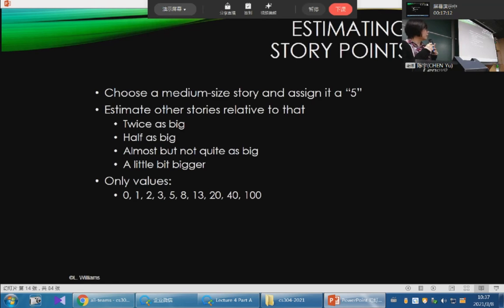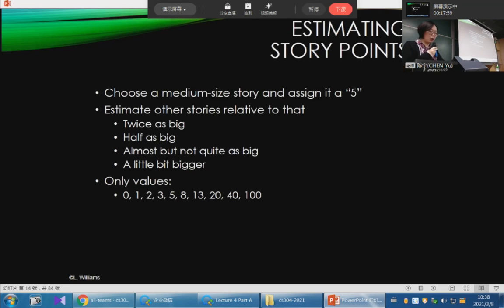So that is basically trying to say that you choose the medium size and give it a 5, because medium size stories are in the middle, not too difficult, but you need more than 5 story points. Then you choose this, and other stories can be relative to that. This gives you guidelines quite easily, because you choose the one that you think is average in size, and for other things that are more difficult, you give it something larger, like twice as big, half as big, almost not quite as big, a little bit bigger. So then you map it to the value.